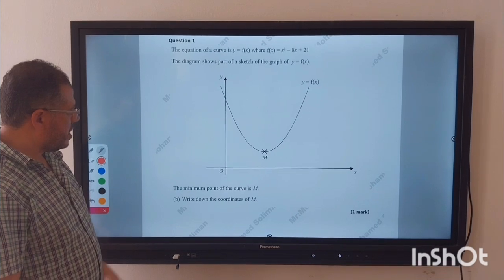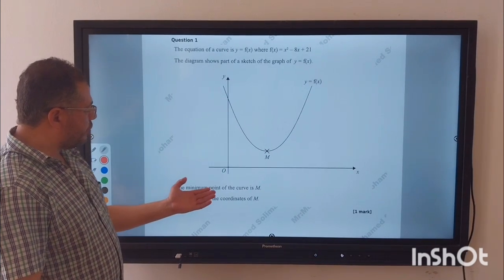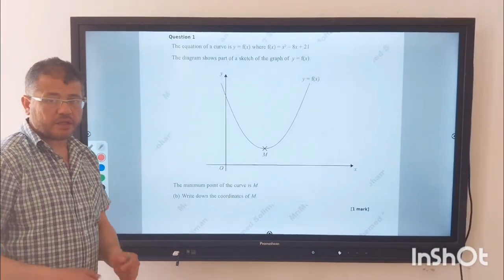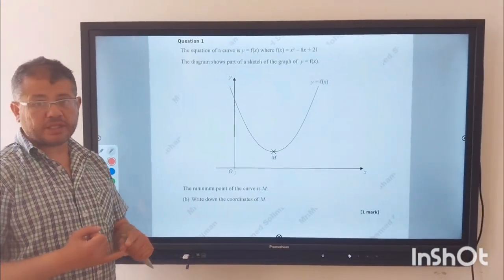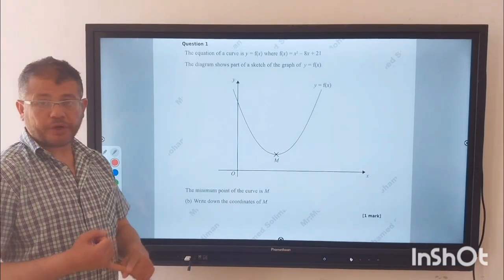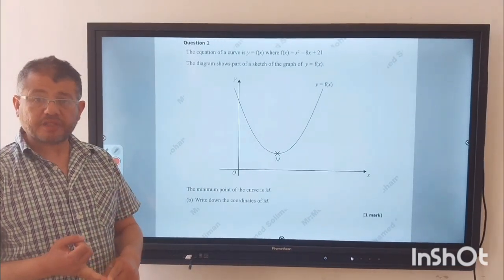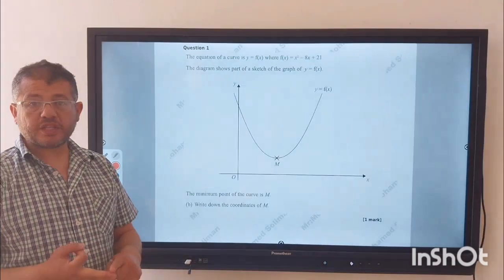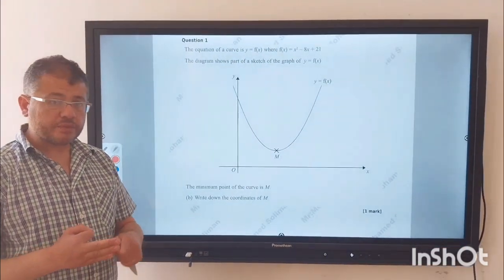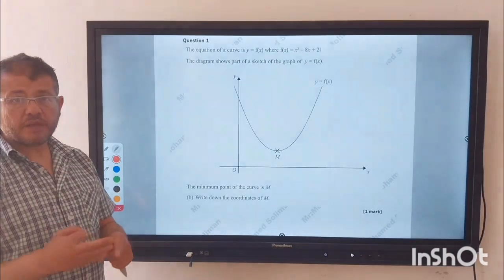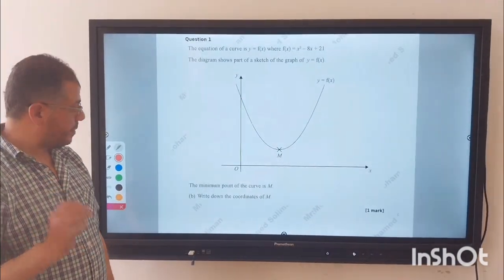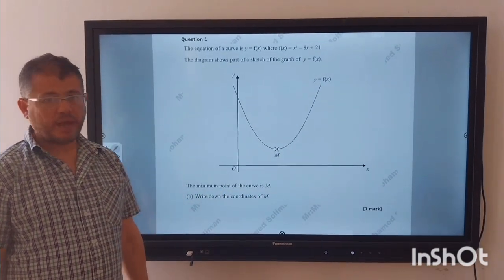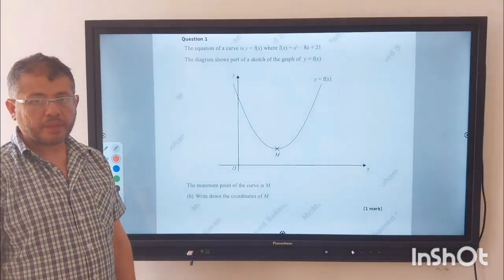Okay. He said that the minimum point of the curve is M. M here you can find it in some questions. You can say that M is the minimum point, M is the vertex of the parabola or the curve, M is the turning point. All of these definitions mean one thing. Okay, he asked me here to write down the coordinates of M. How can I find the coordinates of M?